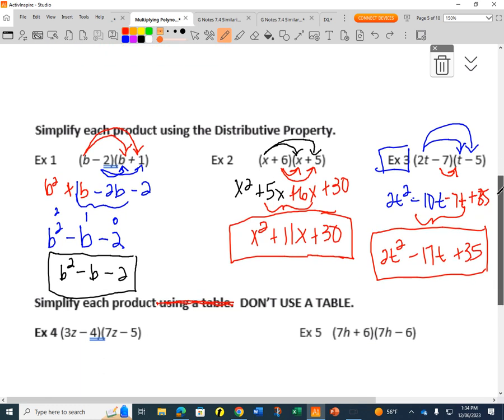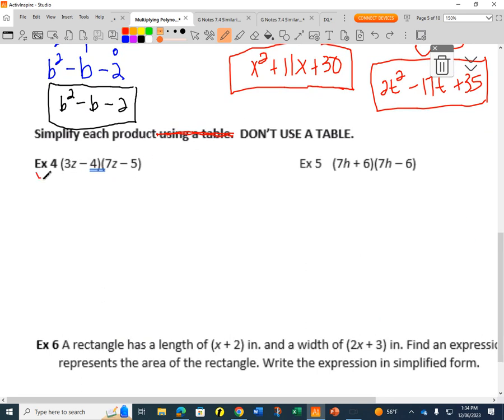So you guys can go ahead and do this one on your own. I'll draw your arrows, and then you guys see if you can do it. So the first term by everything in the second parentheses, second by everything in the second parentheses. Most of the time, when you multiply two terms by two other terms, you're going to get a trinomial. Most of the time. But there are going to be some times when we're not. Example 4, we are going to get a trinomial.